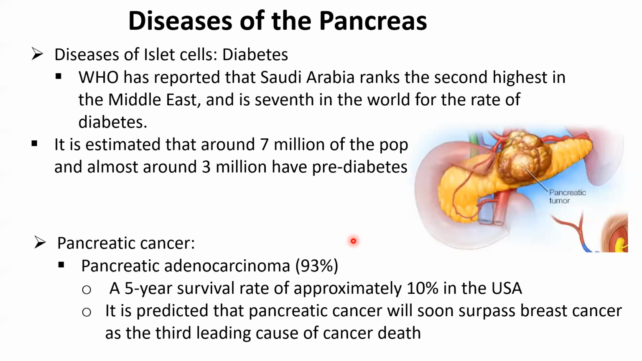Most of the time it's silent, and by the time they diagnose, the patient is already in stage 2 or 3. It means it's outside the pancreas already. So there's nothing to do. People get very, very weak, hectic, and they suffer a lot. So I just want to point out again that it's mostly the exocrine part, not the endocrine part. The endocrine part is diabetes, but the exocrine part is this pancreatic cancer.